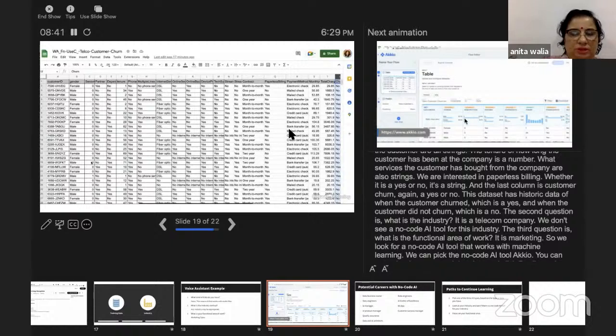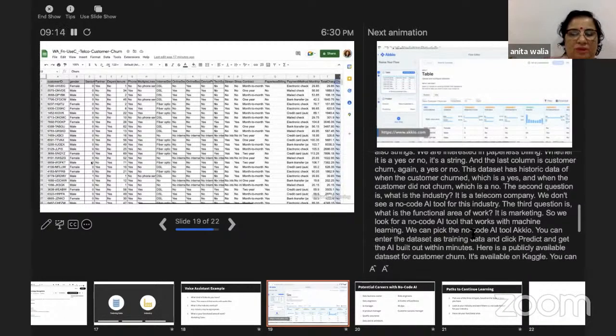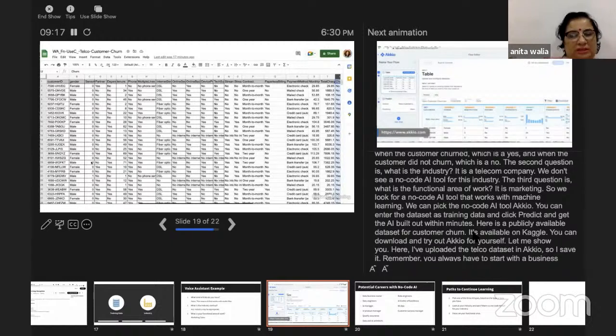So whether a person is interested in paperless billing or not, that answer can be yes or no. That is also a string. That is the last column in the customer churn data, which is not shown here, which says whether the customer will leave or not leave. That answer is also yes or no. Okay. And now, this is our data, which is in string and in number. The second question we have to answer is, what is the industry? It's the telecom industry. So can we use a no-code AI tool for this industry? Yes, we can do that.